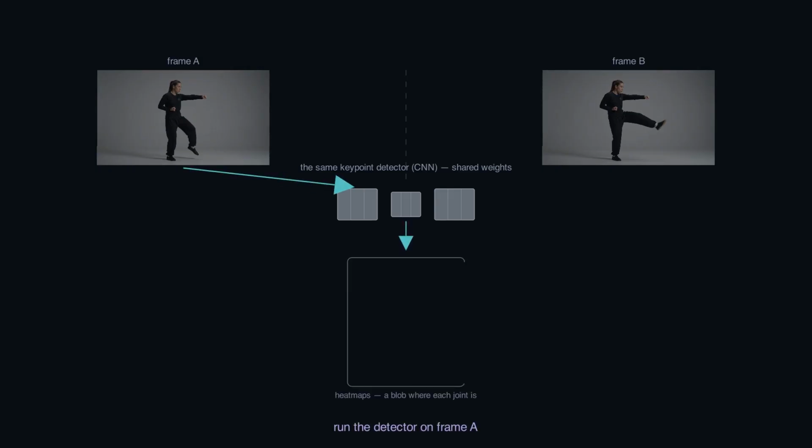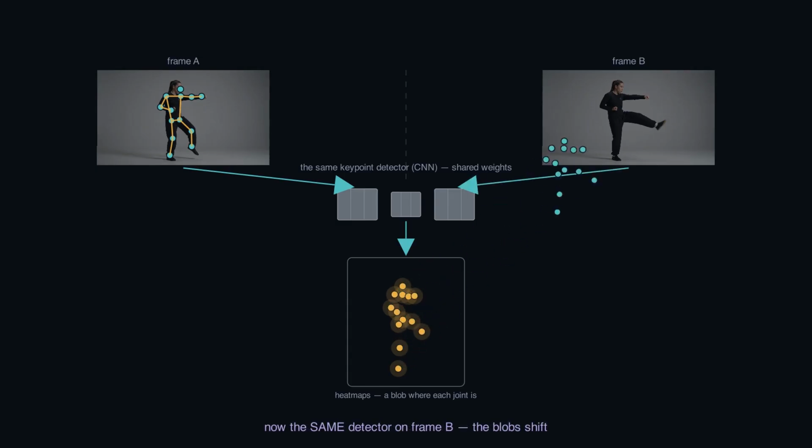It runs a small network, a detector, on the first frame. Out the bottom come heat maps, a bright blob wherever a joint probably is. Take the peak of each blob, and you have a key point, a shoulder, an elbow, a knee, landed right on the body. Then the exact same detector, the same weights, on the second frame. The blobs shift because the body has moved. Now there are key points in both frames, and the difference between them, that's the motion.